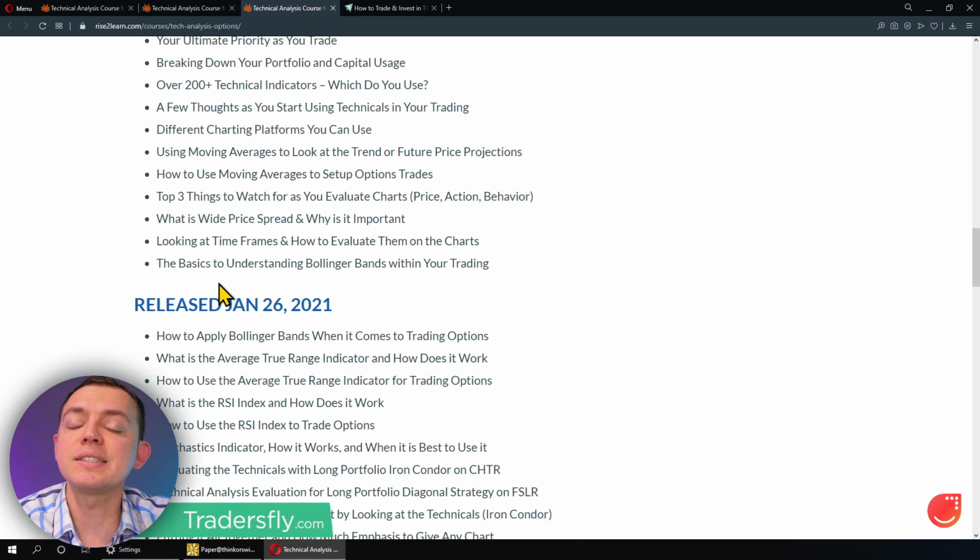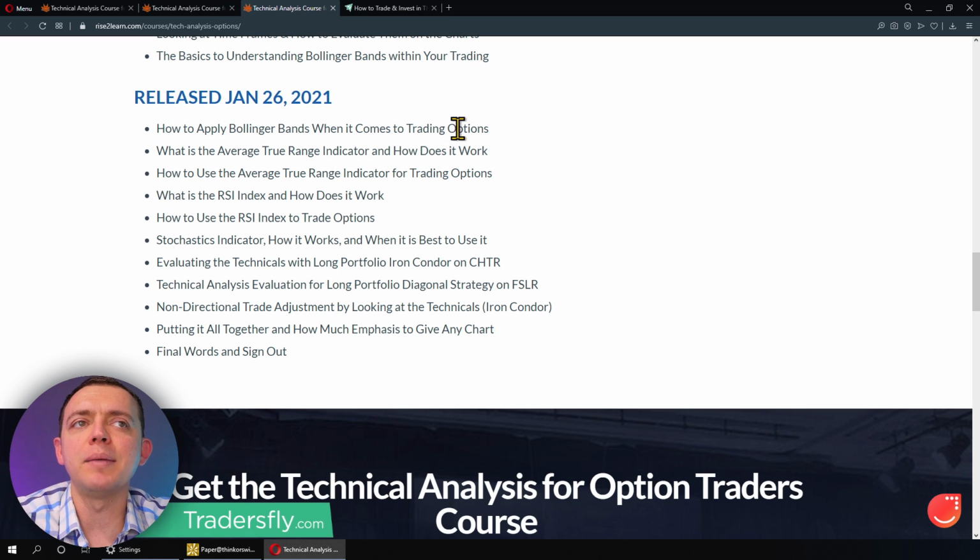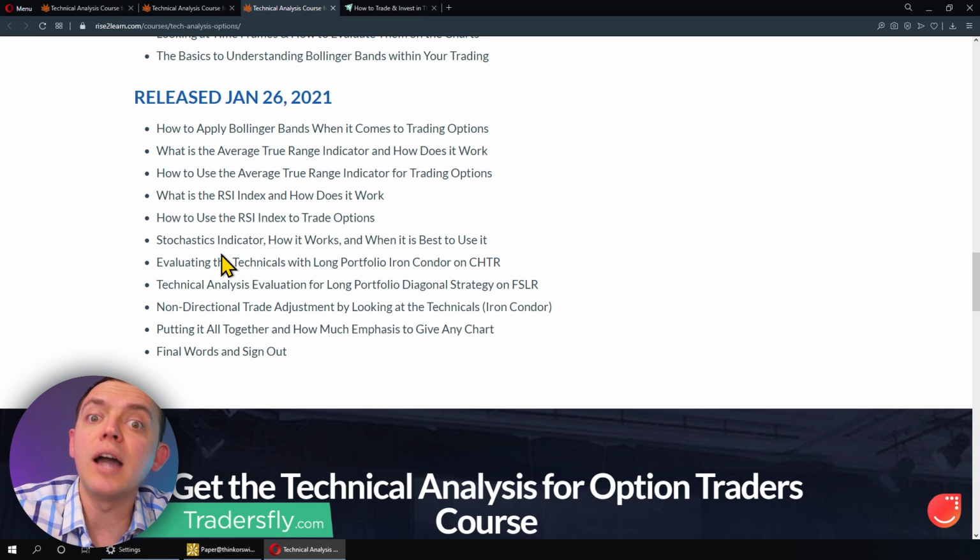We'll look at the basics to understanding Bollinger Bands with your trading, and then we'll look at applying them with option trades. We'll look at average true range. We'll look at RSI. We'll look at stochastics. We'll look at some of these big name technical analysis indicators and how they apply in the option trades.